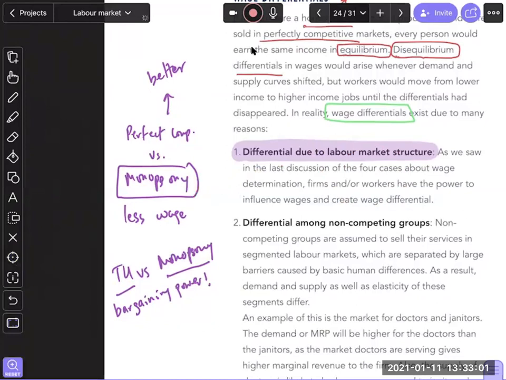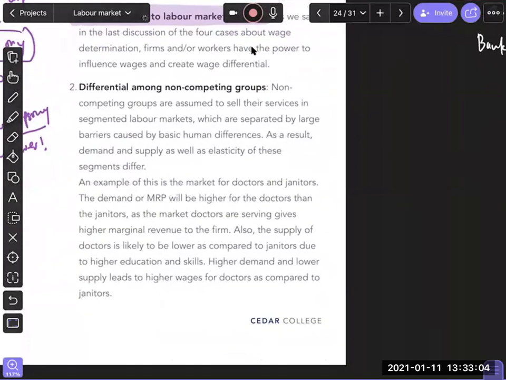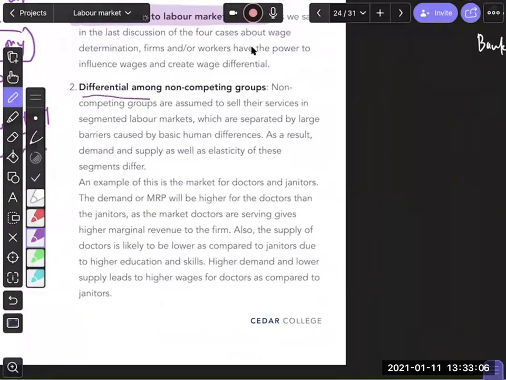Okay. The second reason people are paid differently could be something called non-competing groups. It could be because of status. What do you mean by that? I would like to know this, Haris. What do you mean by it could be because of status? Why would somebody pay you more because of your status? Oh, okay. That's exactly what I'm about to discuss.